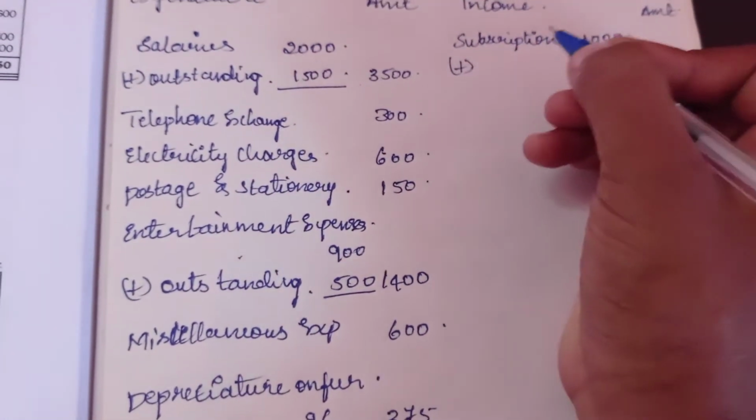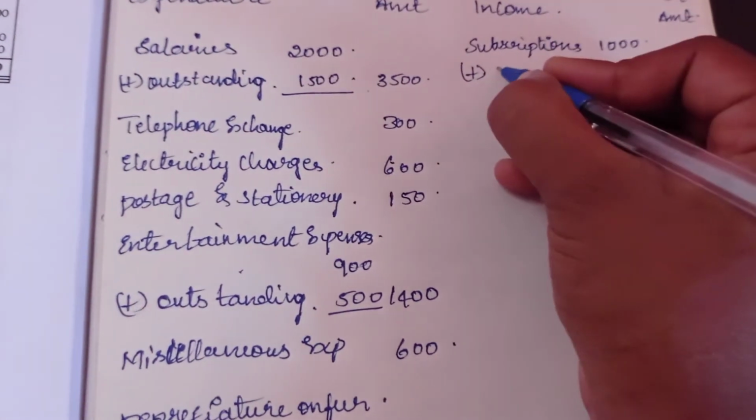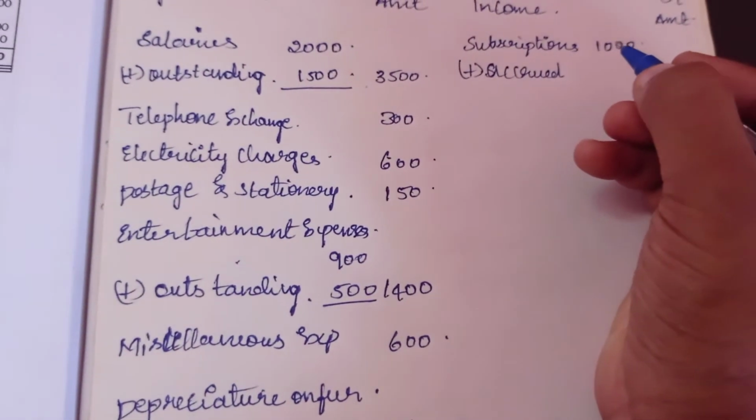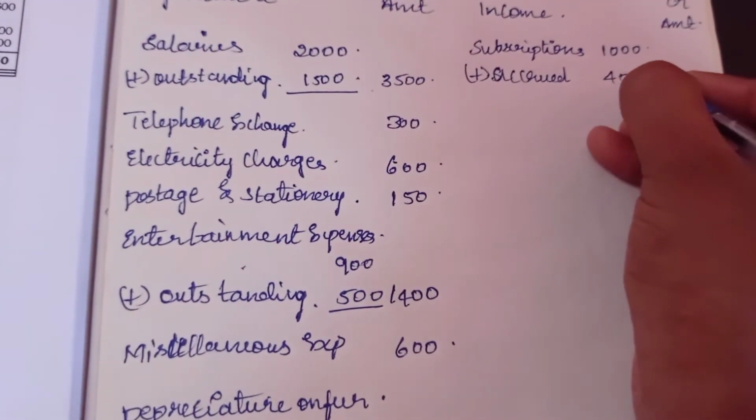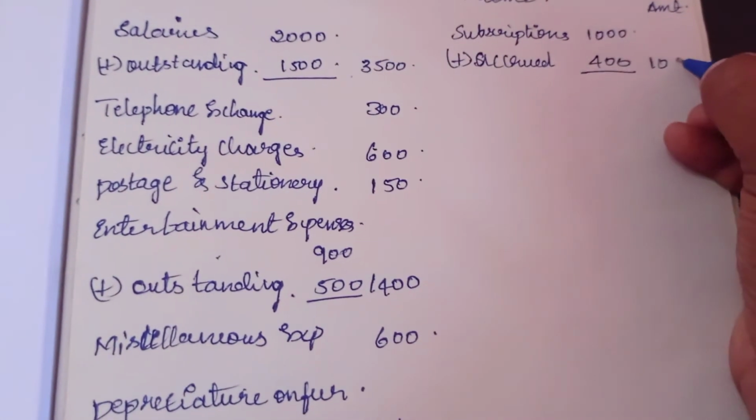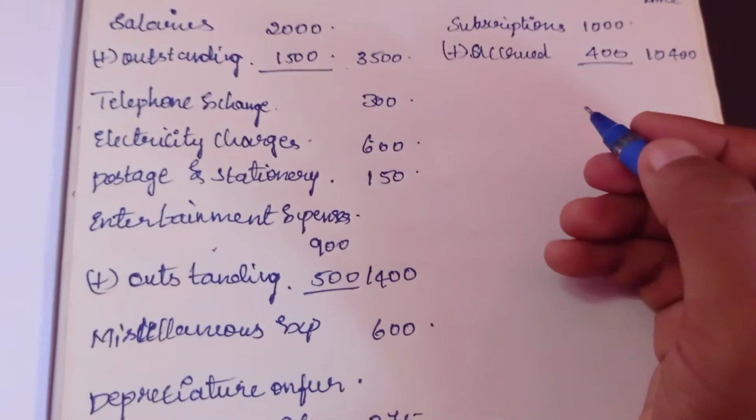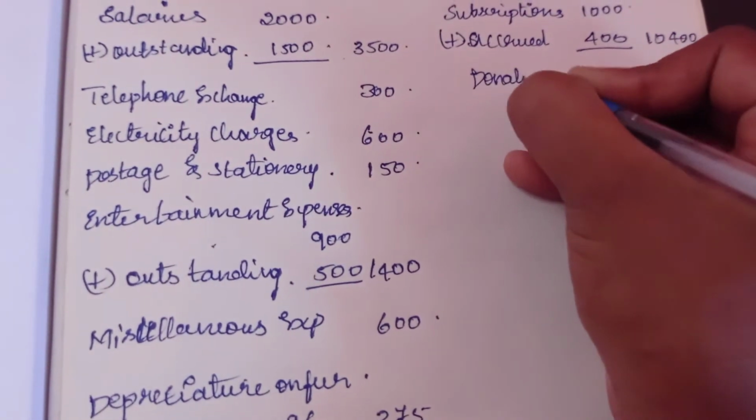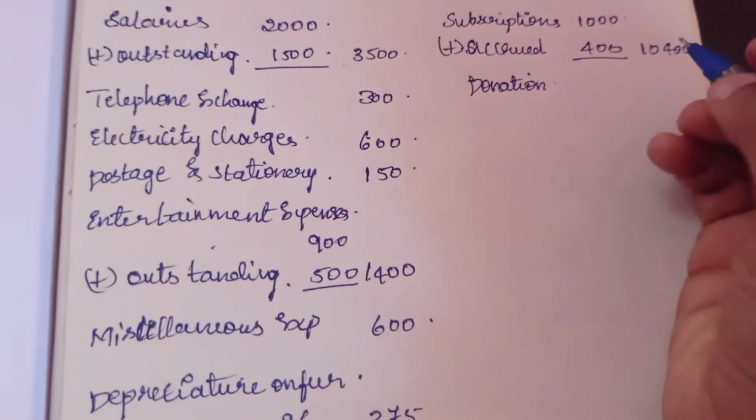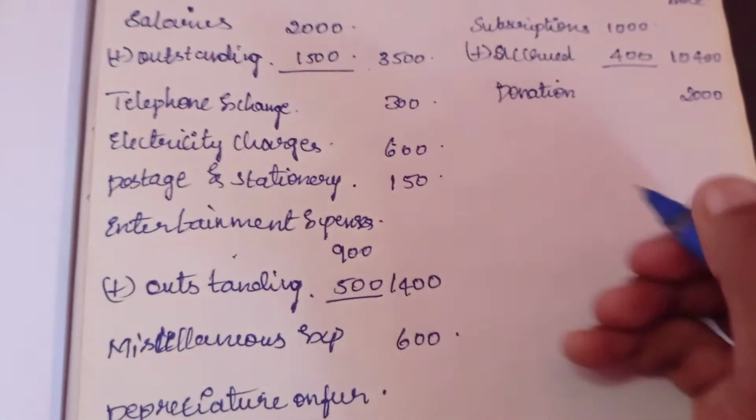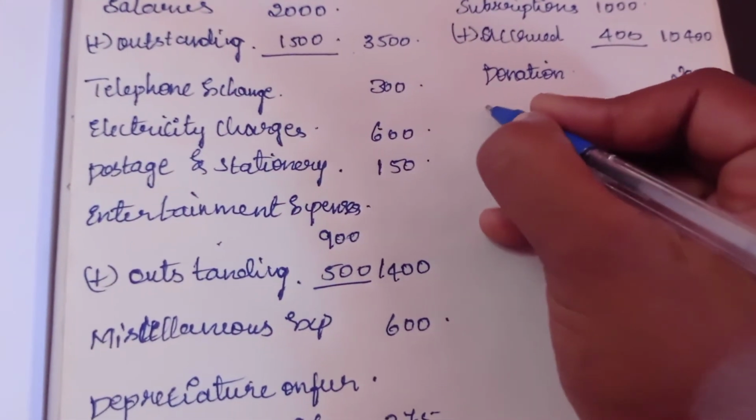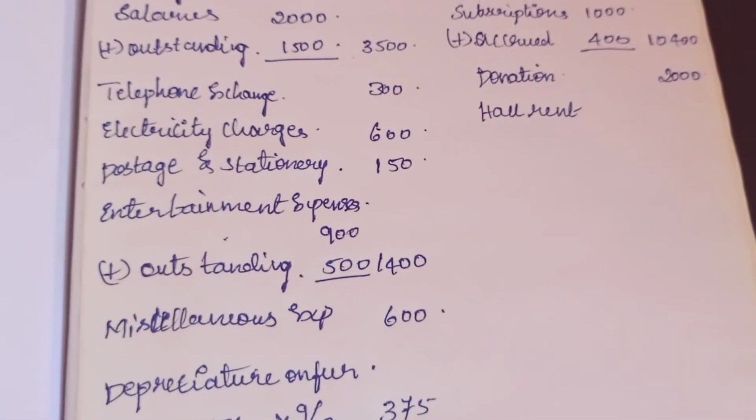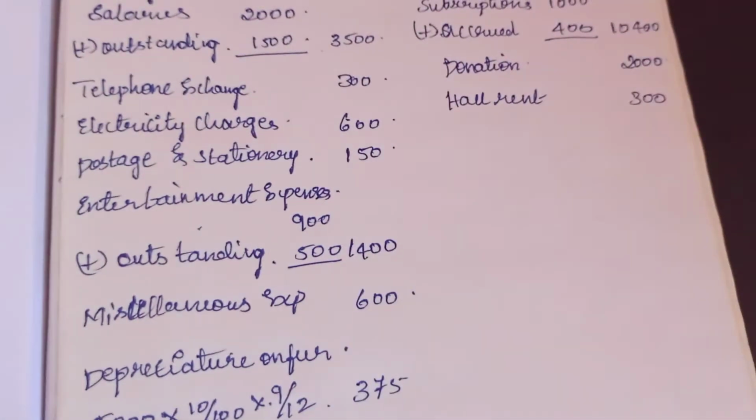See the additional information. They have given subscriptions accrued. So we have to add the accrued subscription, that is 400. Total it and write it under the last column as 10,400. The next item is donation. There is no additional information, so take donation directly, 2,000 rupees. The next item is hall rent. There is no additional information about the hall rent, so you can take it directly, 300.